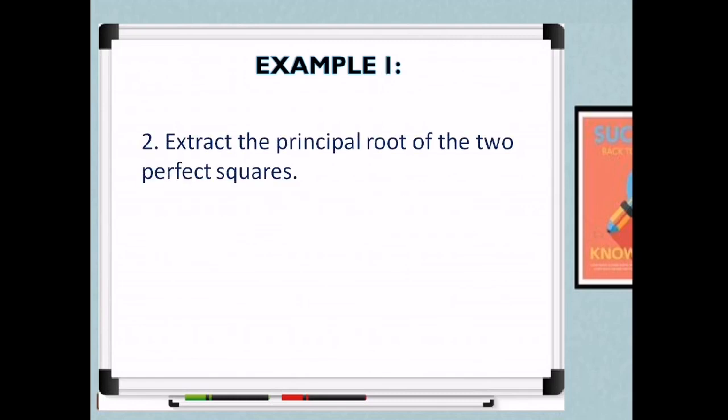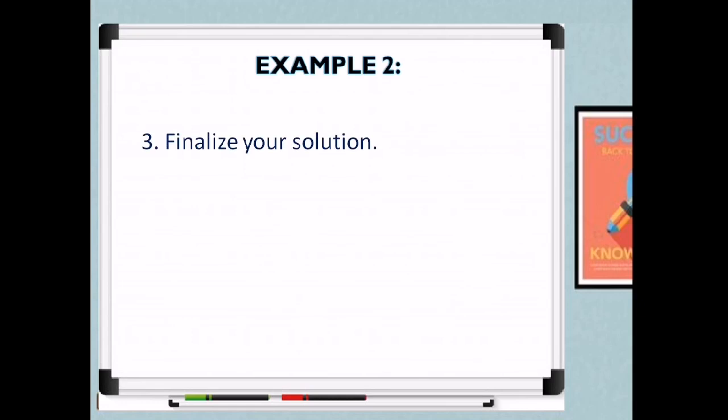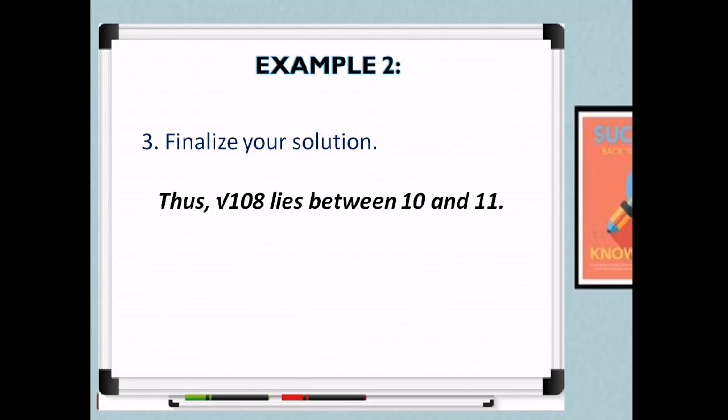So we need to extract the principal root of the two perfect squares. The square root of 100, that is 10. And the square root of 121, that is 11. Again, we just found two perfect square numbers wherein the given square root lies in between. So, thus, square root of 108 lies between 10 and 11.